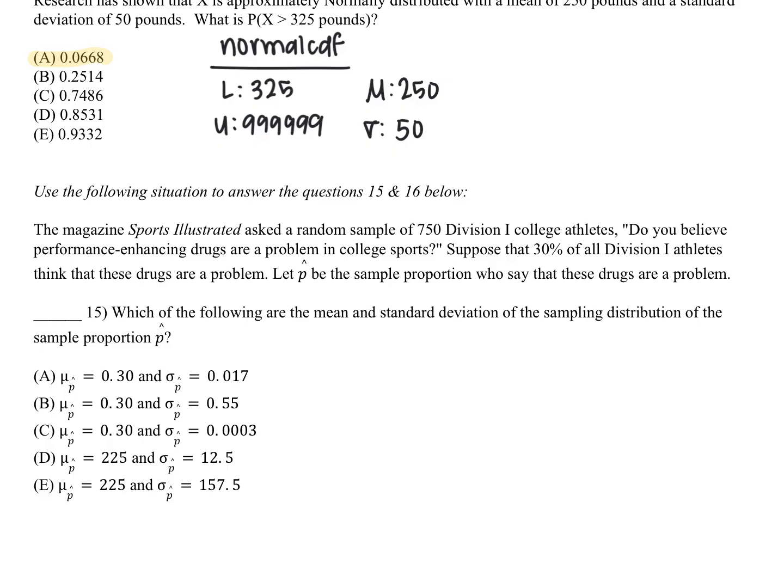Well, first things first, we know that the mean of the sample proportion is equal to the population proportion, so it has to be 0.30. That eliminates D and E. Then I just have to calculate my standard deviation, which is 0.30 times 1 minus 0.30 all over 750, and then you take the square root. And you get 0.0167, which is going to be A.